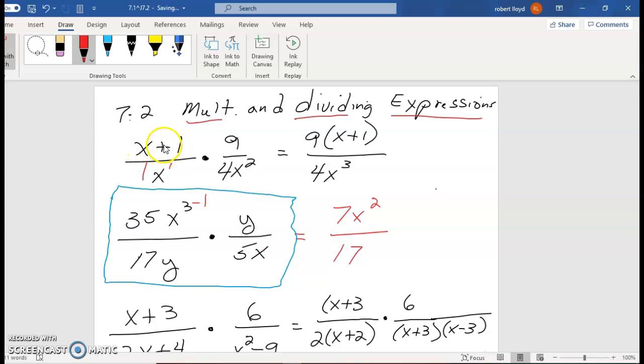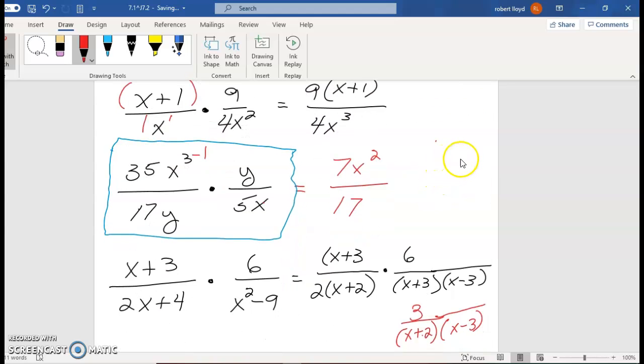So again, we're going to look to see if we can factor any numerator or denominator. And if we can't, then we just have to straight multiply them, as is in the case of the first one here. So we'll have 9 times the quantity x plus 1, and then x times 4x squared would be 4 for the number, and then we would be multiplying exponents, so we add them. So we have 4x to the third.